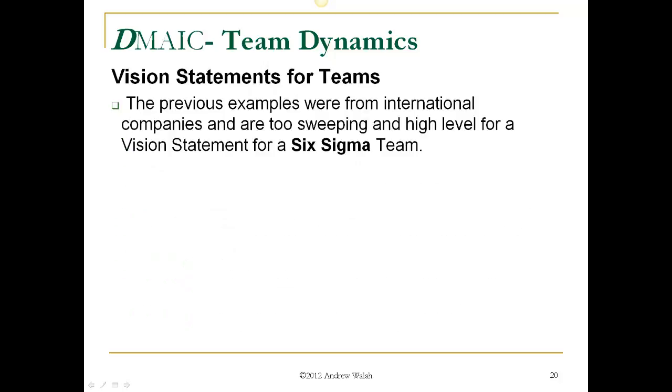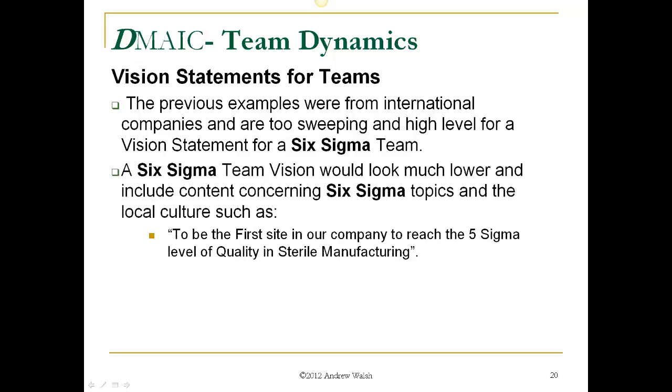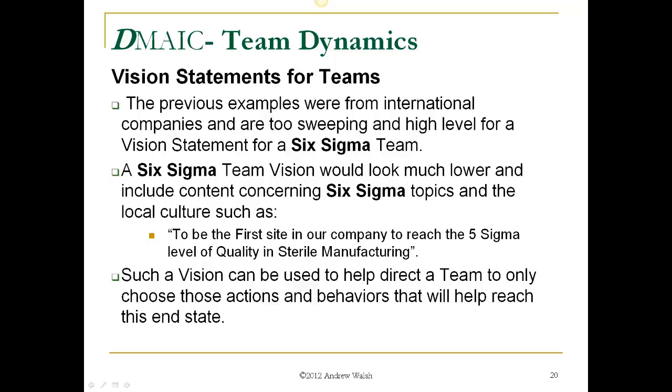Vision statements for teams. The previous examples were from international companies and are really too sweeping and high level for a vision statement for a Six Sigma team. So a Six Sigma team vision would look much lower and include content concerning Six Sigma topics and the local culture, such as to be the first site in our company to reach the 5 Sigma level of quality in sterile manufacturing. Such a vision can be used to help direct the team to only choose those actions and behaviors that will help reach this end state.